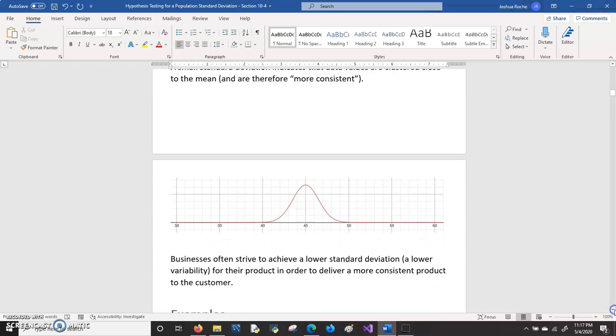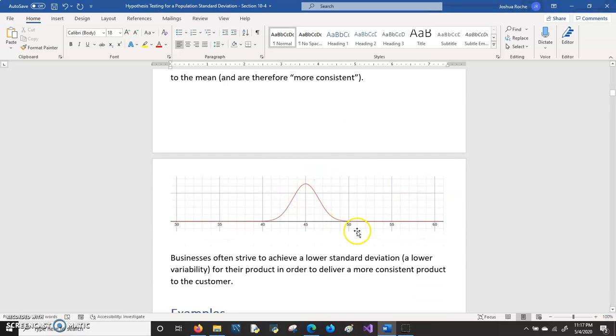And this would signify a small standard deviation, and here most of the data is around the mean. It's very close to being near the center. Businesses often strive to achieve a lower standard deviation or a lower variability for their product in order to achieve a more consistent product for the customer.